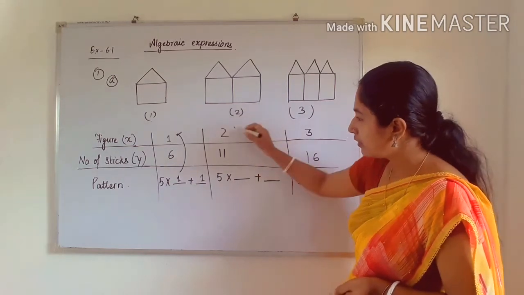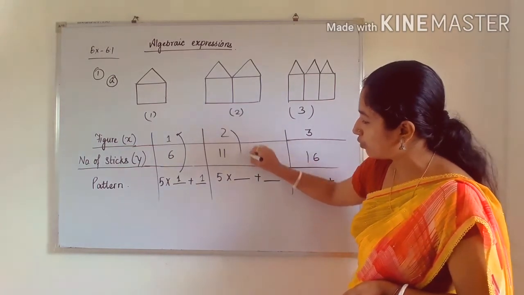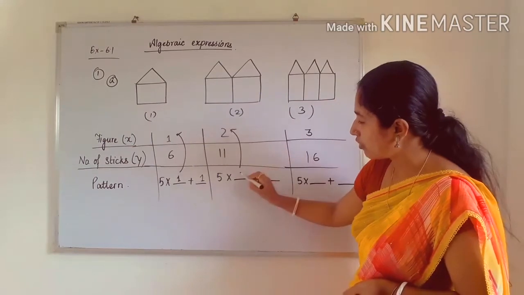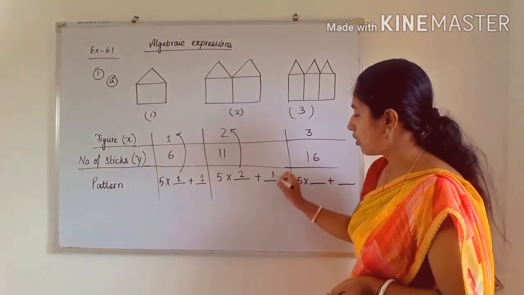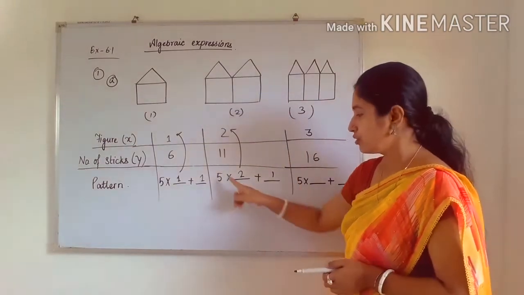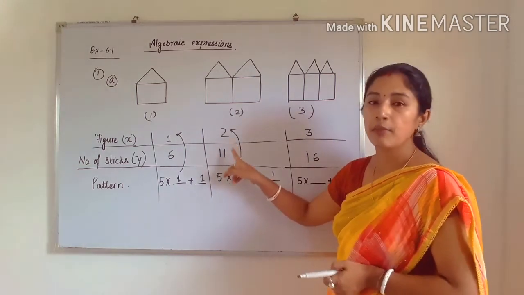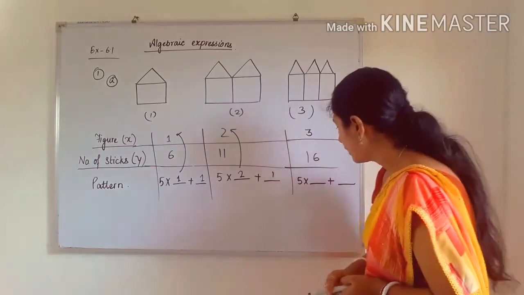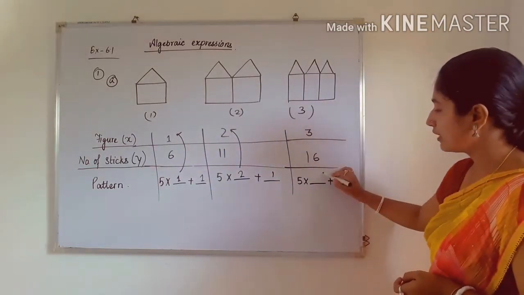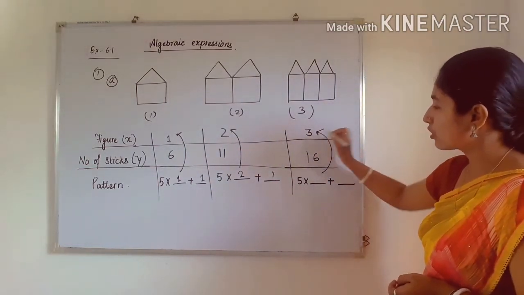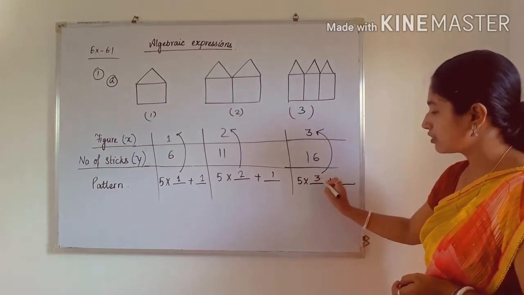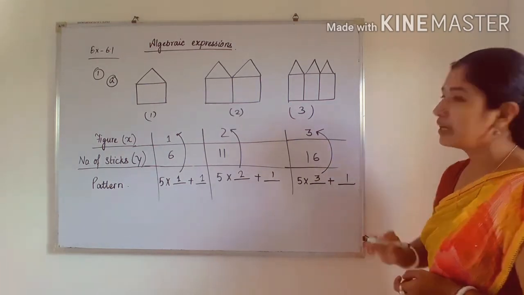See, here you can see the number of figures is 2 in the next case. So here you have to write 2, and again you have to add 1 to it. So 5 2s are 10, 10 plus 1 will be 11, and 11 is the number of matchsticks, that is y. Okay. Similarly, here also in the first place you have to write the total number of objects, that will be 3. So 5 3s are 15, 15 plus 1 will be 16.